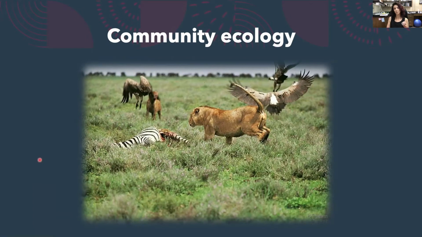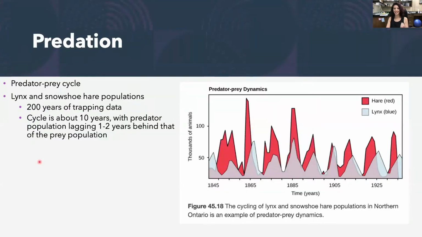Now let's take those principles and apply them to community ecology. So now, instead of talking about the population density and distributions of single species, we're talking about the connection of multiple species within a community. So let's talk about this key integral relationship between different species in terms of predation.